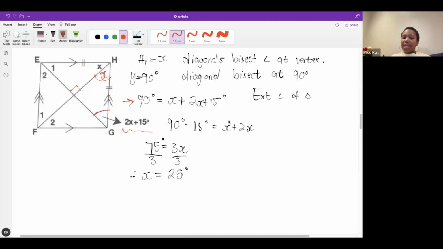Okay, then we get like terms together. So we leave our x plus 2x to the side. 15 goes over, so it becomes minus 15. Okay, 90 minus 15 is 75, equals x plus 2x, which is 3x. And then you divide both sides by 3 so that you can cancel this out. Therefore, x is 25 degrees.